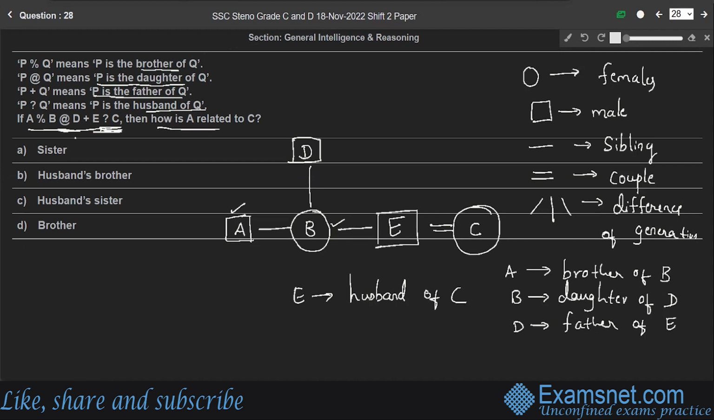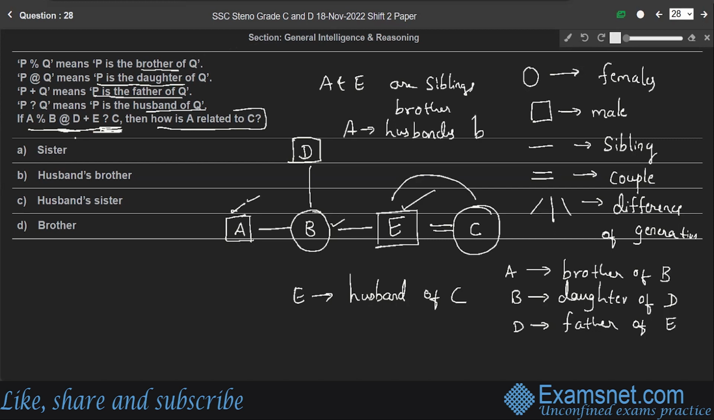Now the question is, how is A related to C? Since A and E are siblings, particularly brothers, for C, A becomes husband's brother, right? C's husband is E. For C, A becomes husband's brother. Option B is the right answer.